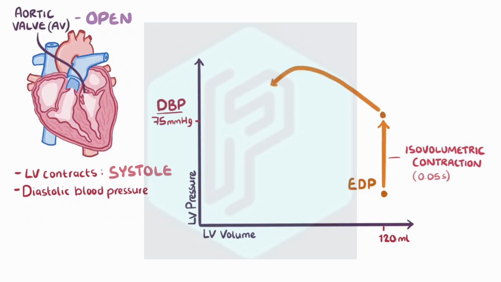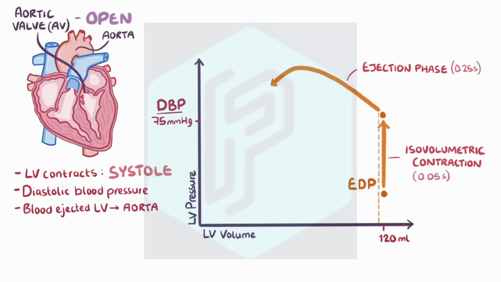Okay, now, once the ejection phase starts, it lasts for about 0.25 seconds. That's when blood is ejected out of the left ventricle and into the aorta, decreasing left ventricular volume. The left ventricle continues to contract, so ventricular pressure keeps rising further. Meanwhile, blood is rushing through the aorta, so its pressure increases as well. In fact, during this phase, left ventricular and aortic pressures are essentially equal.